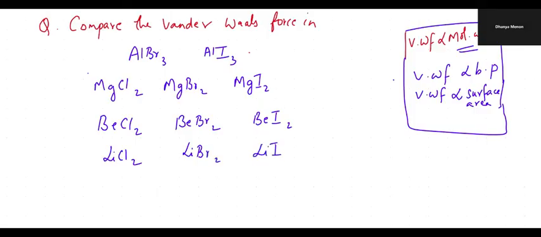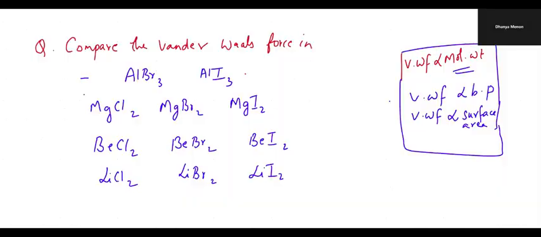Okay, suppose in the first case, we check the molecular weight because it's the same force basically. So we check the molecular weight and we see that aluminum bromide has lesser, iodine has a higher molecular weight. So aluminum bromide has lesser van der Waals force than aluminum iodide.